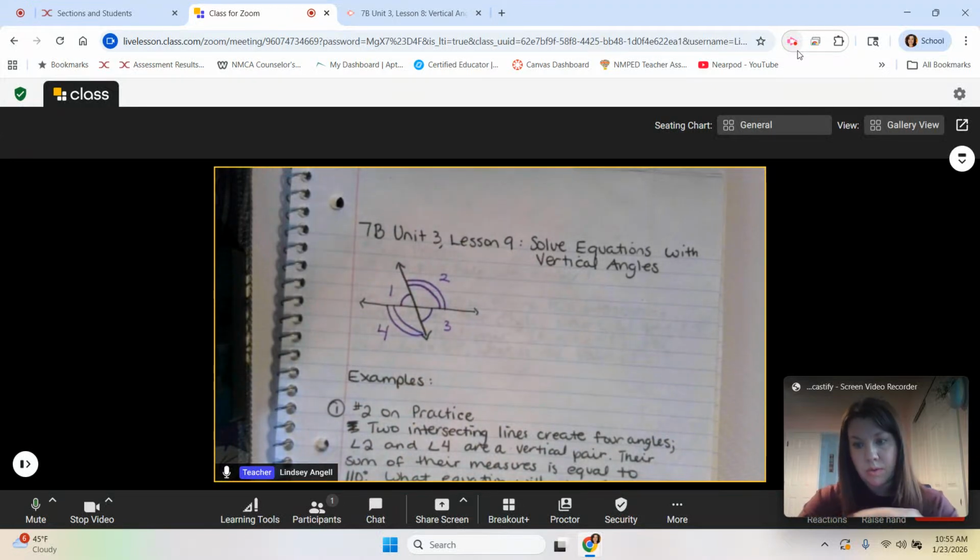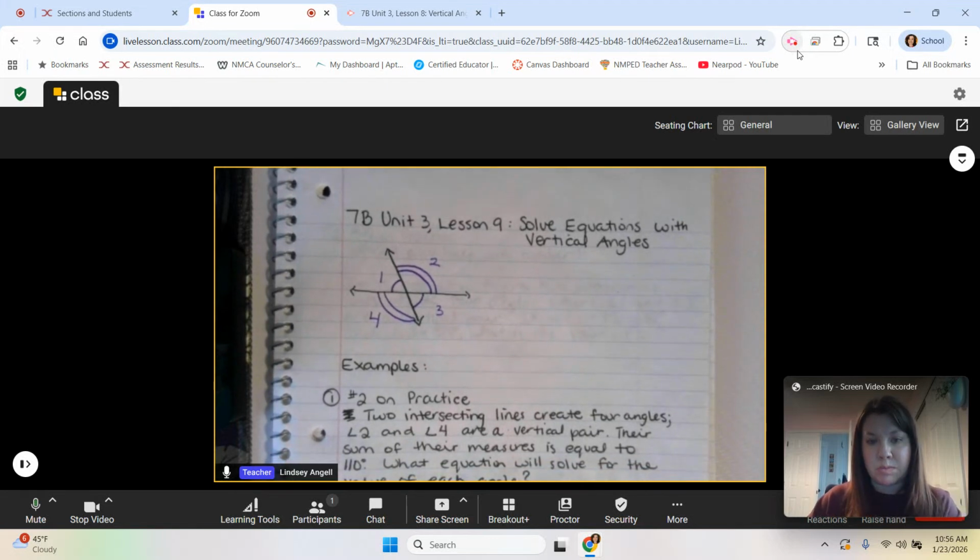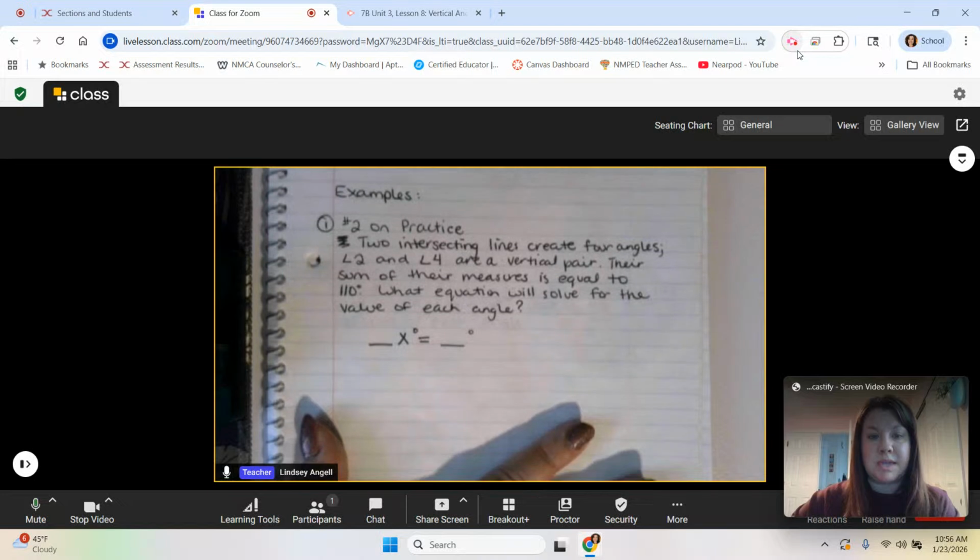So 1 and 3 would be vertical to each other, and then 2 and 4 are also vertical to each other. The other thing that we need to remember is that they are equal to each other. They're congruent. So angle 1 is the exact same measure as angle 3. Angle 2 is the same measure as angle 4. Okay, so those are just some things to keep in mind as we move forward, and hopefully sounds familiar from yesterday. All right, let's get into some examples.